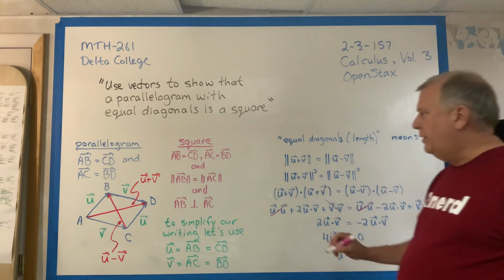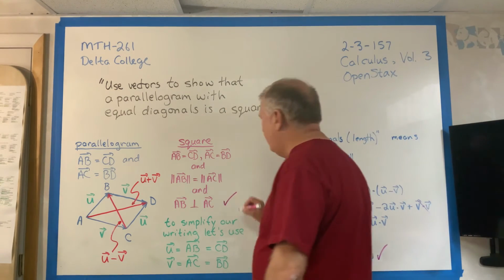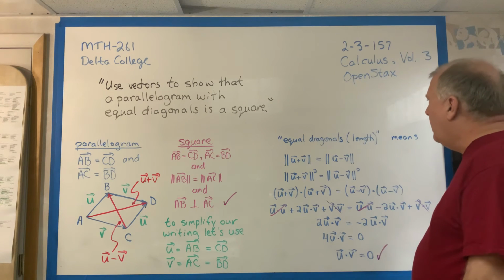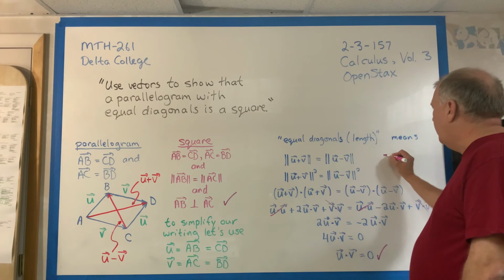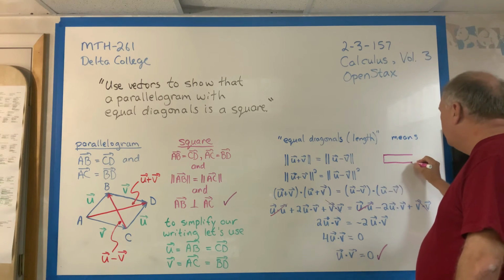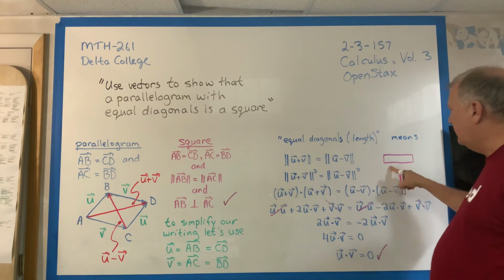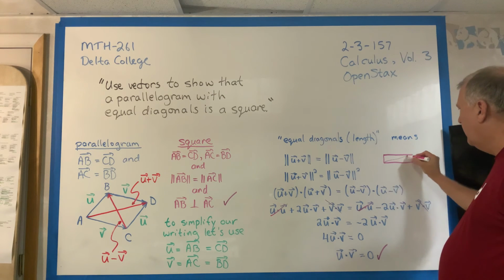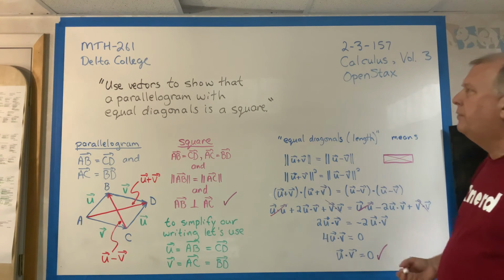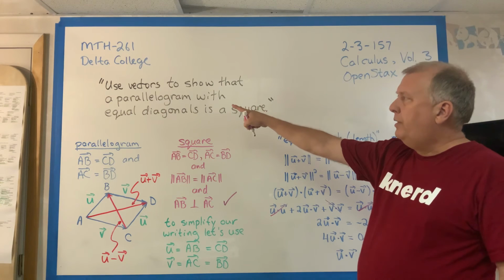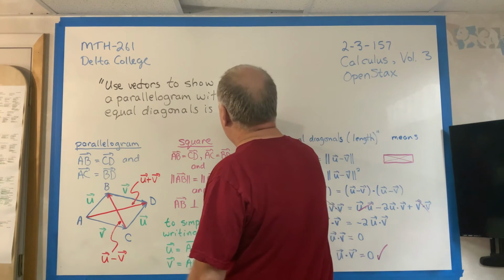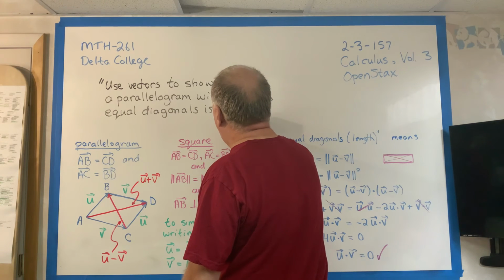So we did show that AB and AC are perpendicular. But there's no reason why they can't be perpendicular and of different lengths. So you recognize this as a rectangle. And the rectangle has two diagonals that are the same length, but it's certainly not a square. So if you have a parallelogram with equal diagonals, then what you have is a rectangle.